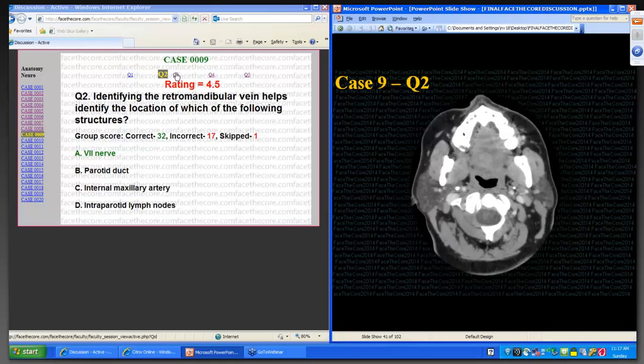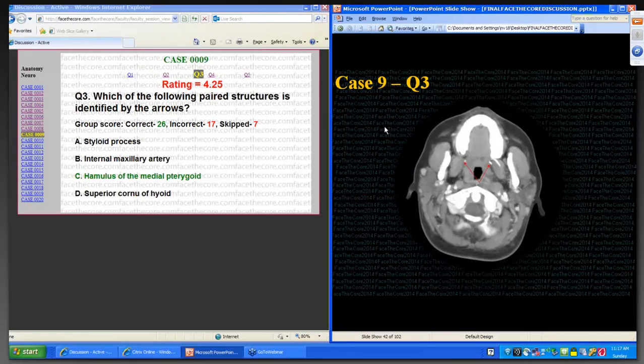So we'll get to the next question there. Which of the following paired structures is identified by the arrows? Is it the styloid process, internal maxillary artery, hamulus of the medial pterygoid, or superior cornu of the hyoid?